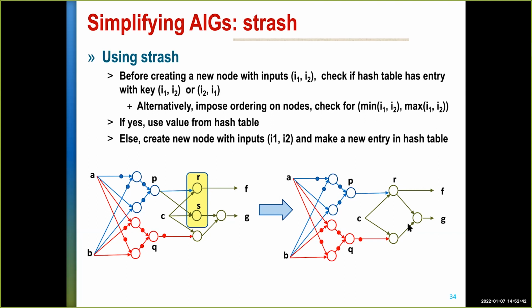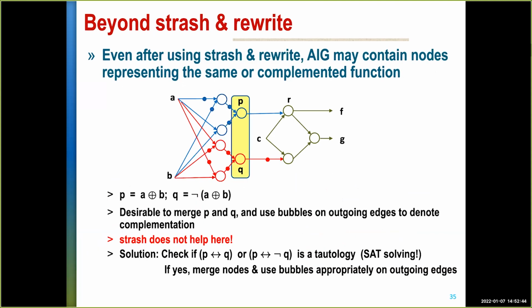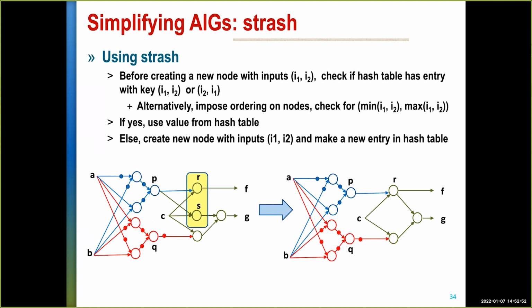Okay. Now, even after we use strash and rewrite, and for example, now that this circuit has changed to this, it is perhaps worthwhile asking, are these two nodes the same? I mean, they don't look like they're the same because they're coming from two different things, but then maybe we can ask, well, are these the same?